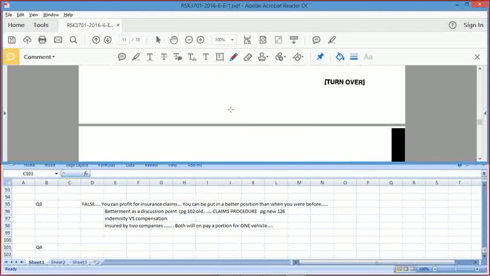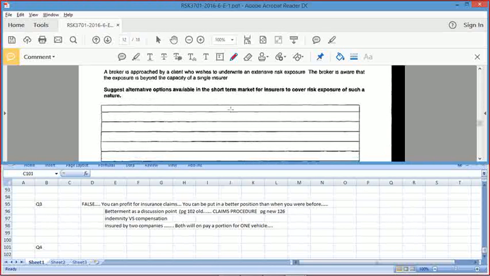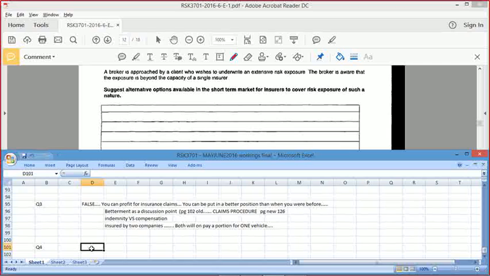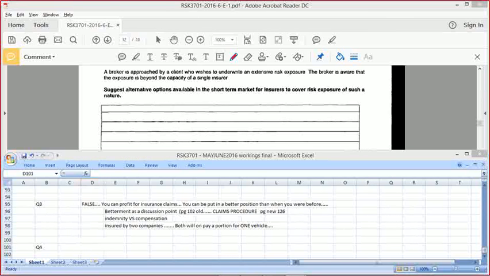Let's check what the focus is here. A broker is approached by a client who wishes to underwrite an extensive risk exposure. The broker is aware that the exposure is beyond the capacity of a single insurer. Suggest alternative options available in the short-term market for insurers to cover risk exposures of such a nature. You could look at collective insurance, where you've covered multiple items for that particular asset. So it's underwriting. Let me go find collective insurance.